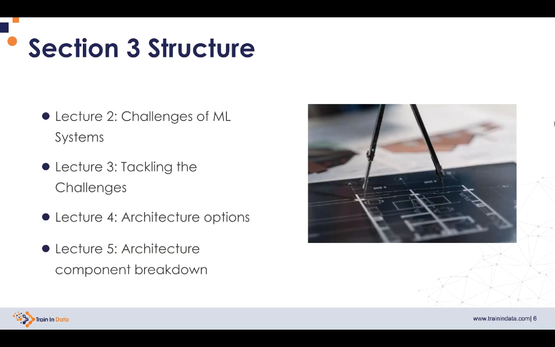Here's the structure for section 3. In the next lecture, we'll look at the challenges of machine learning systems. In the third lecture, we'll look at best practices and principles for tackling some of these challenges. In lecture 4, we'll look at the different architecture design options, so everything from doing things asynchronously to prediction on the fly, how to make that work, and what the trade-offs are to consider.